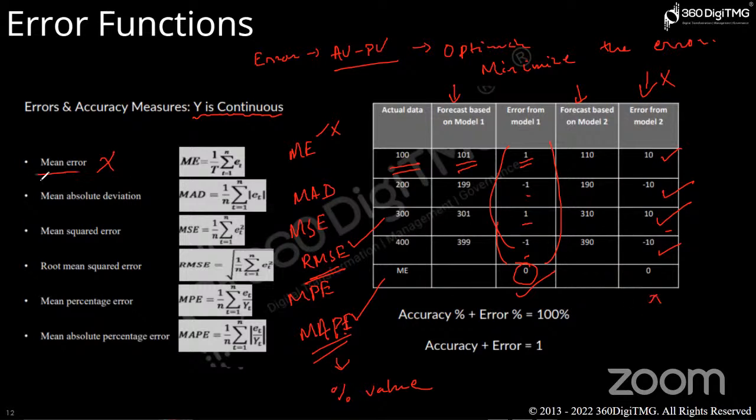Now, why do we need this mean error? If mean error value is 0, we can say that this is an unbiased model. It can only be used for this. If it is 0 or near to 0, you can say it is an unbiased model.